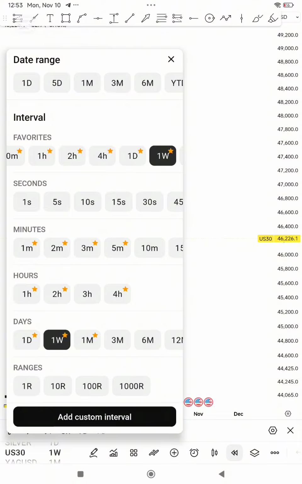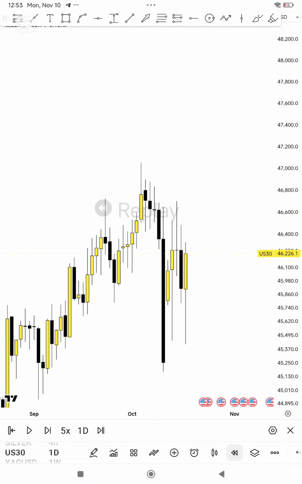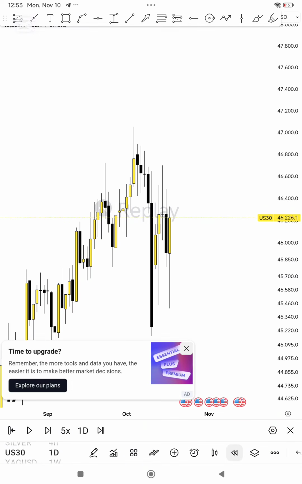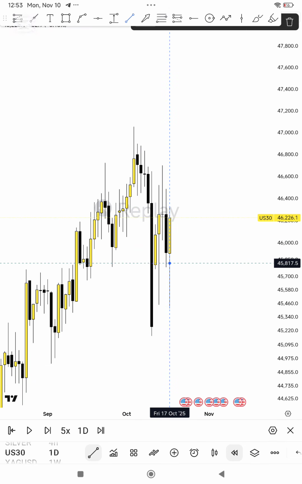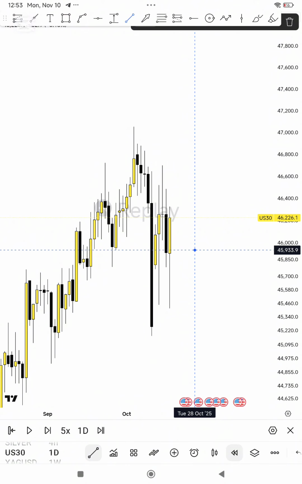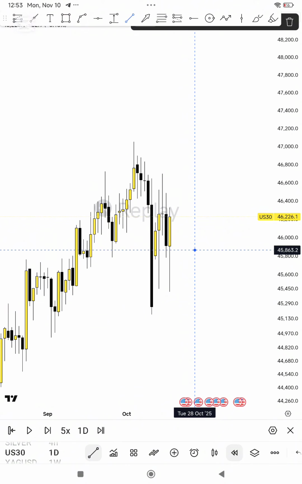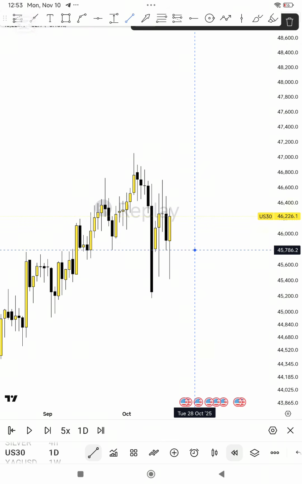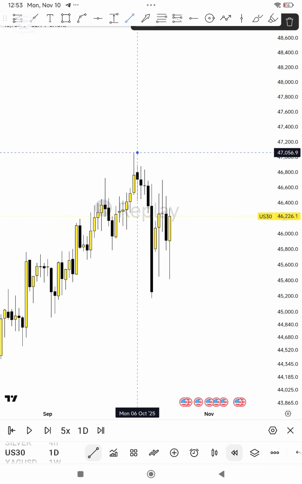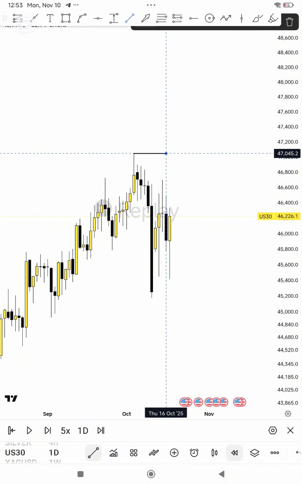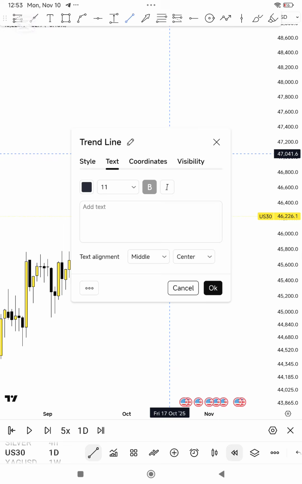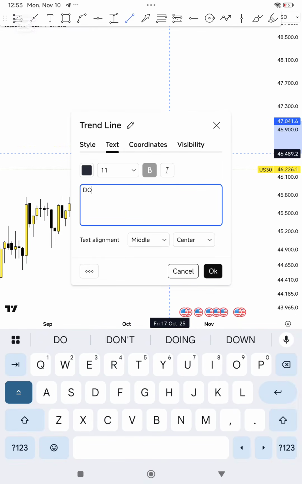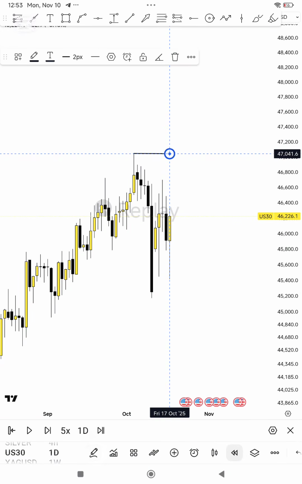Alright, let's move to the daily time frame. Okay, so that's the Friday candle. You can see the Friday candle itself looks like a good expansion and also a reversal. And what do you see here? Here we have clear draw on liquidity in the opposite direction. Alright, let me mark it: draw on liquidity.